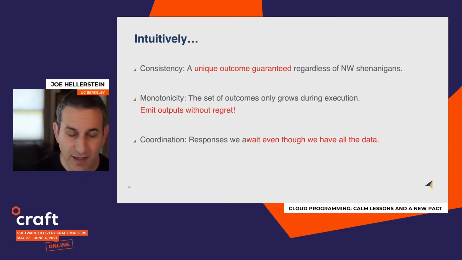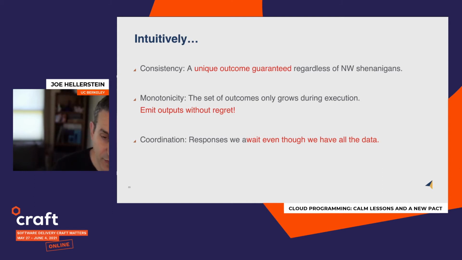So this definition of monotonicity is the more input you get to your program, the more outputs it generates. In particular, the program will never emit an output that it would later have to retract. So the program never learns something new that causes it to change its mind. Everything it ever outputs remains true forever, even as new inputs arrive. Programs of that sort are monotonic programs. And then finally, coordination. What is it and why should we avoid it? Coordination is the case where we have responses, network responses we're waiting for, even though we have all the data we need to progress.